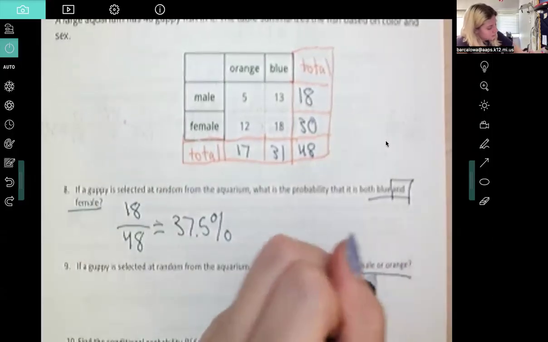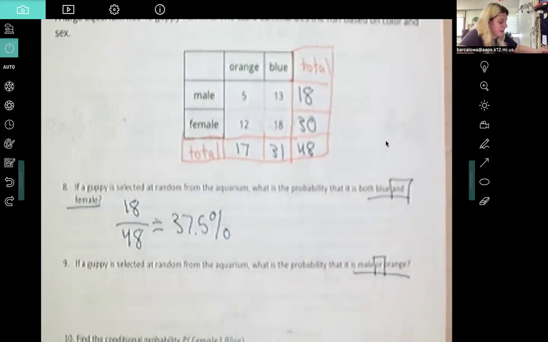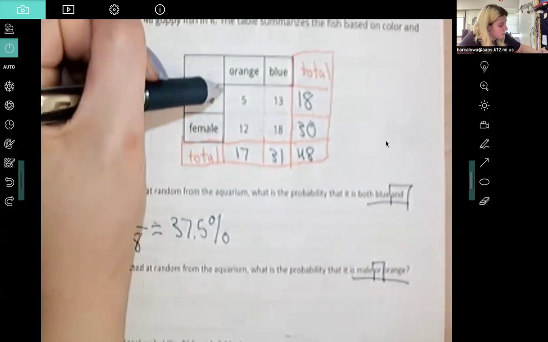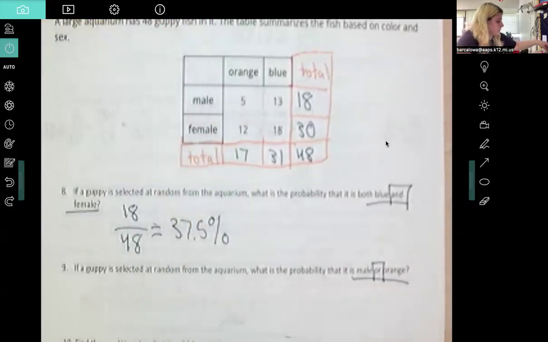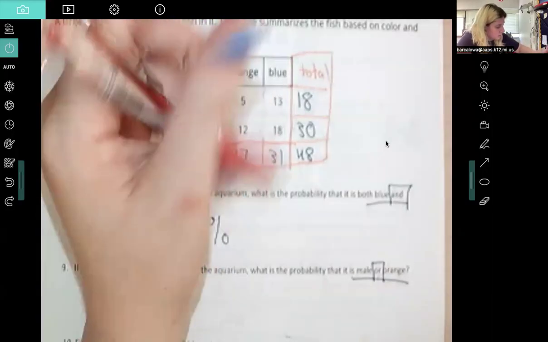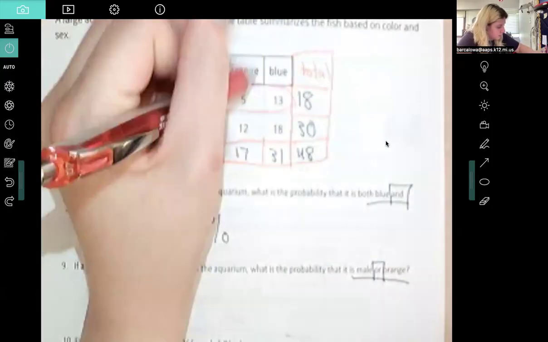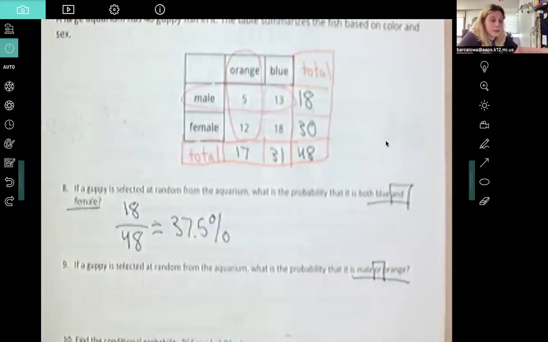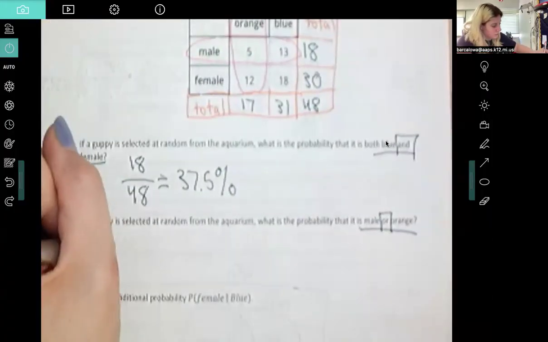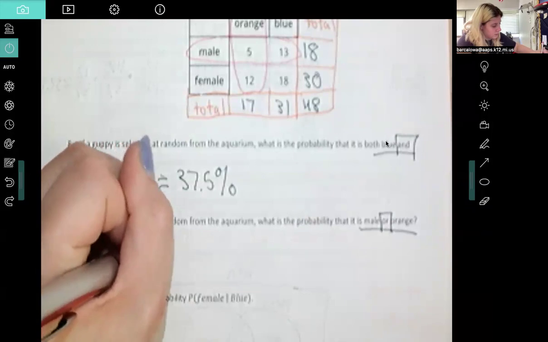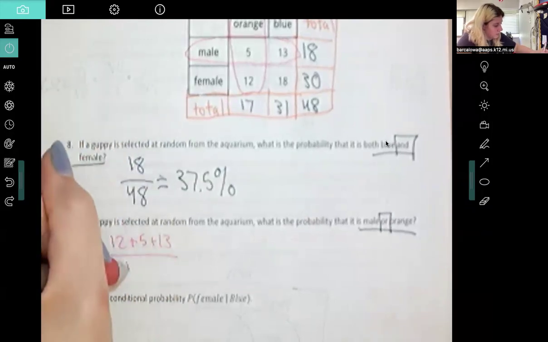What about the probability it is male or orange? Male and orange. Let's draw our circles. So here's male, here's orange, everything that's been circled. So 12 plus 5 plus 13 out of 48.